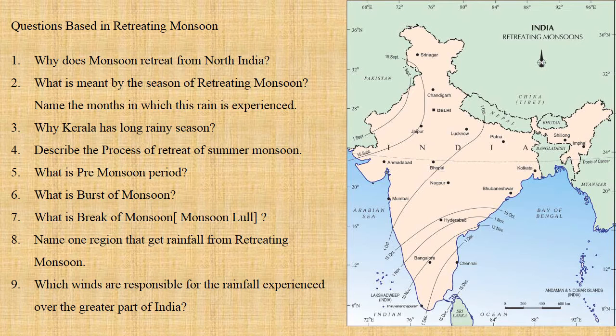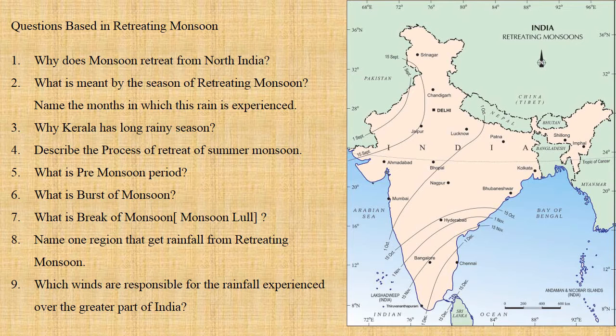Which winds are responsible for the rainfall experienced over the greater part of India? If we say which winds give rainfall to a large part of our country, it is the southwest monsoon winds. That is the advancing monsoon. Retreating monsoon does not give rainfall to all parts of our country.